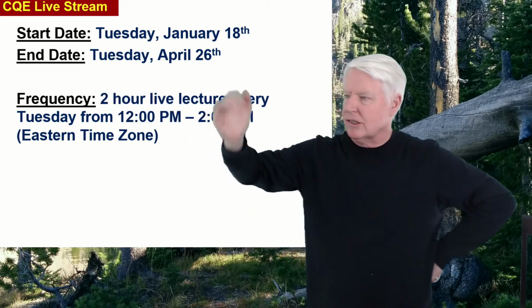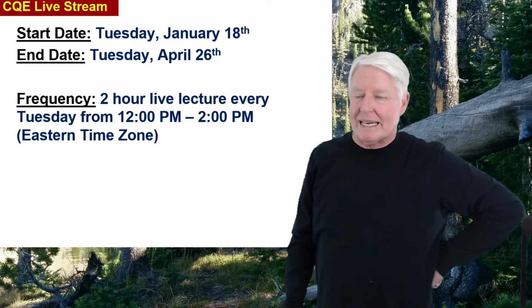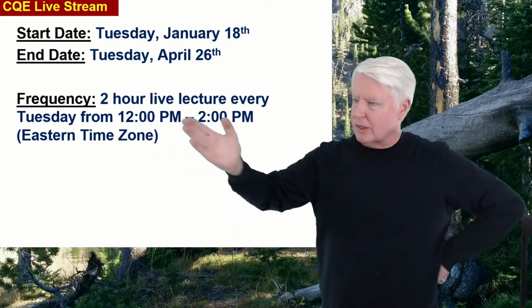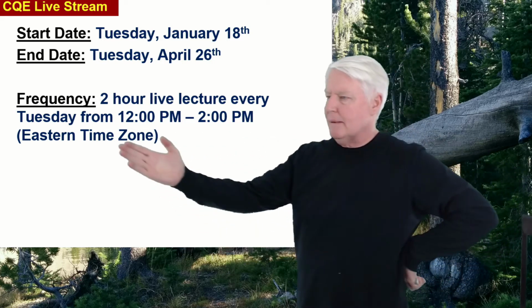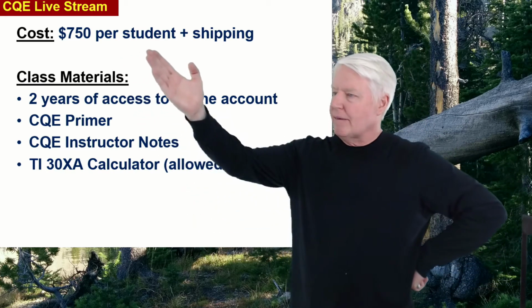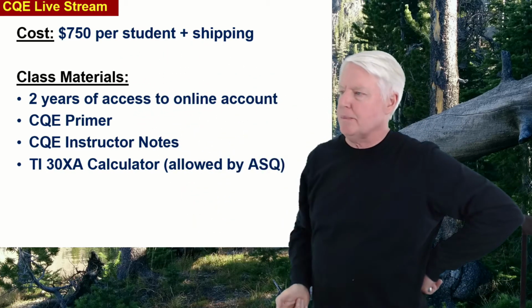The start date is Tuesday, January 18th. The end date is Tuesday, April 26th. The frequency is we give a 2-hour live lecture every Tuesday from 12 to 2 p.m. That's in the Eastern time zone. The cost of the class is $750 per student plus shipping.